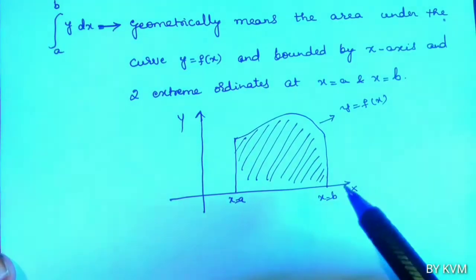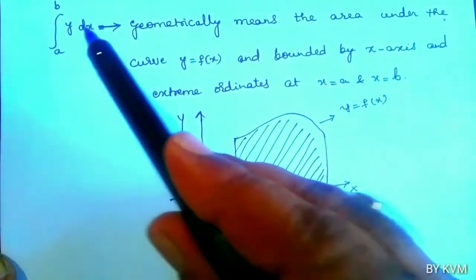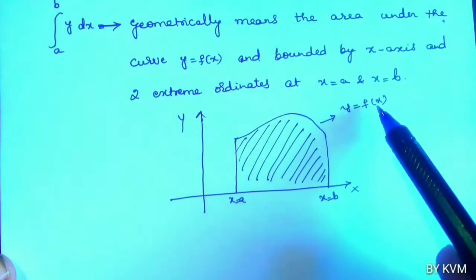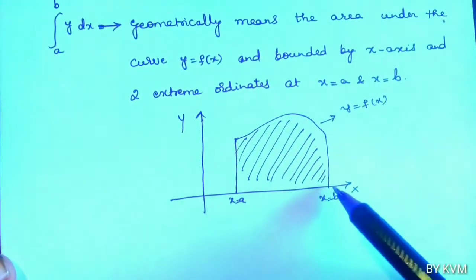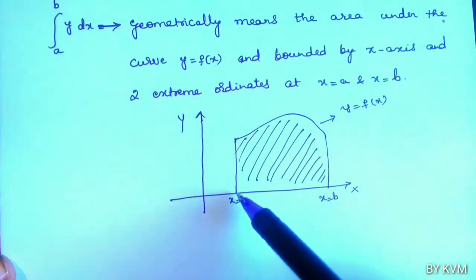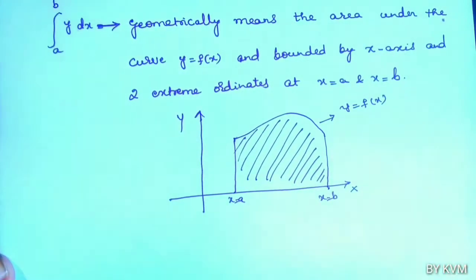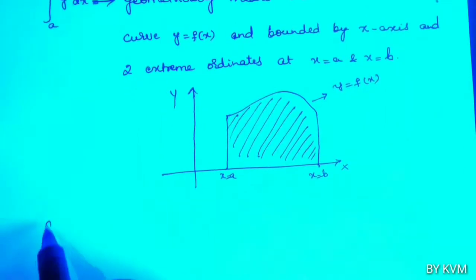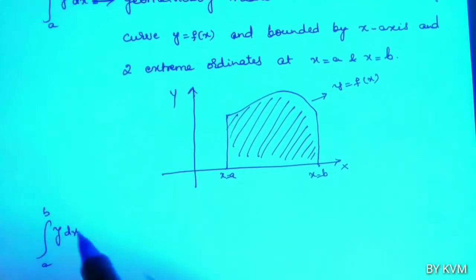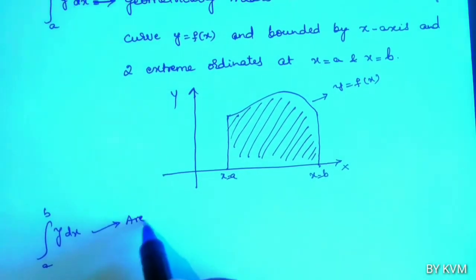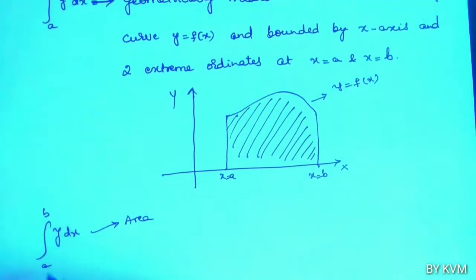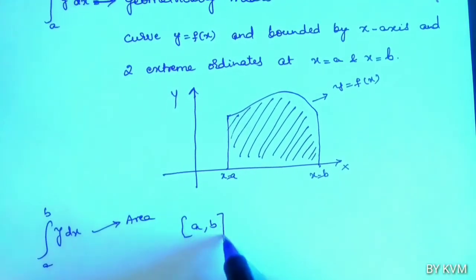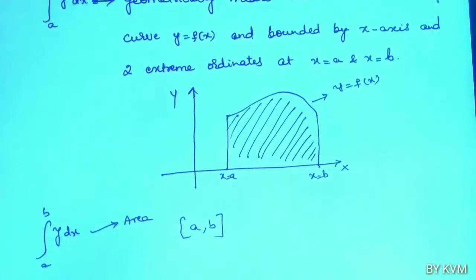I will repeat again. The definite integral a to b y dx geometrically means that it is the area under the curve y equals f of x and it is bounded below by the x axis and two extreme ordinates at x equals a and x equals b. So, now integral a to b y dx represents the area over the interval a to b. Now we can divide this interval a to b into n equal parts.